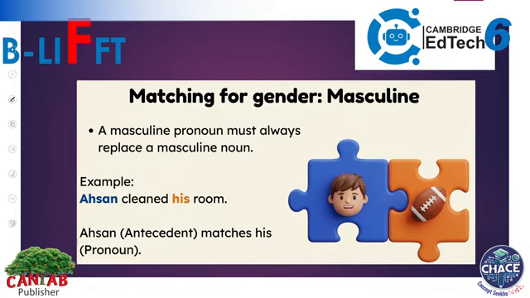Then we have masculine. A masculine pronoun must always replace a masculine noun. For example, for Hassan, we always use his.